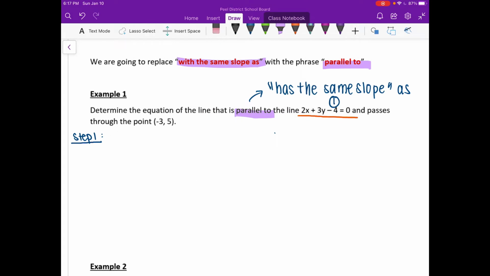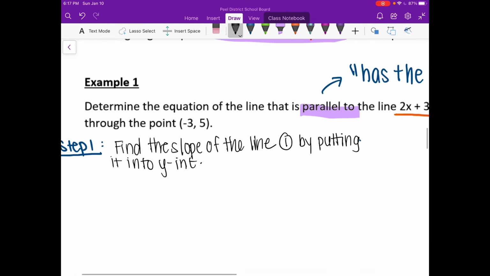Let's find the slope of that line 1 by putting it into y-intercept form. Remember when I said that standard form is a pretty useless form for us to use, so I'm just going to change this over to the y-intercept form.